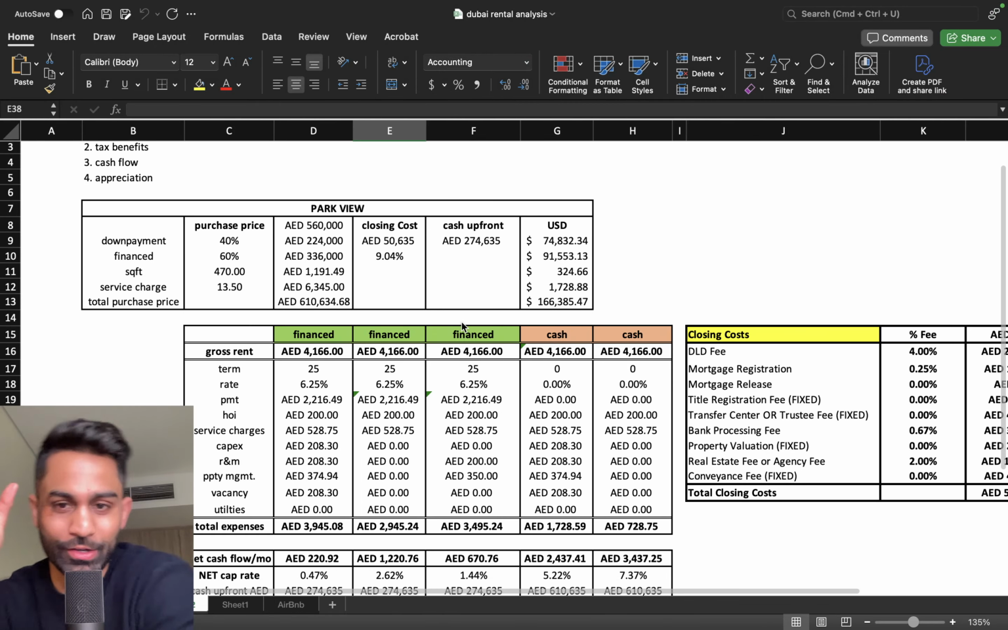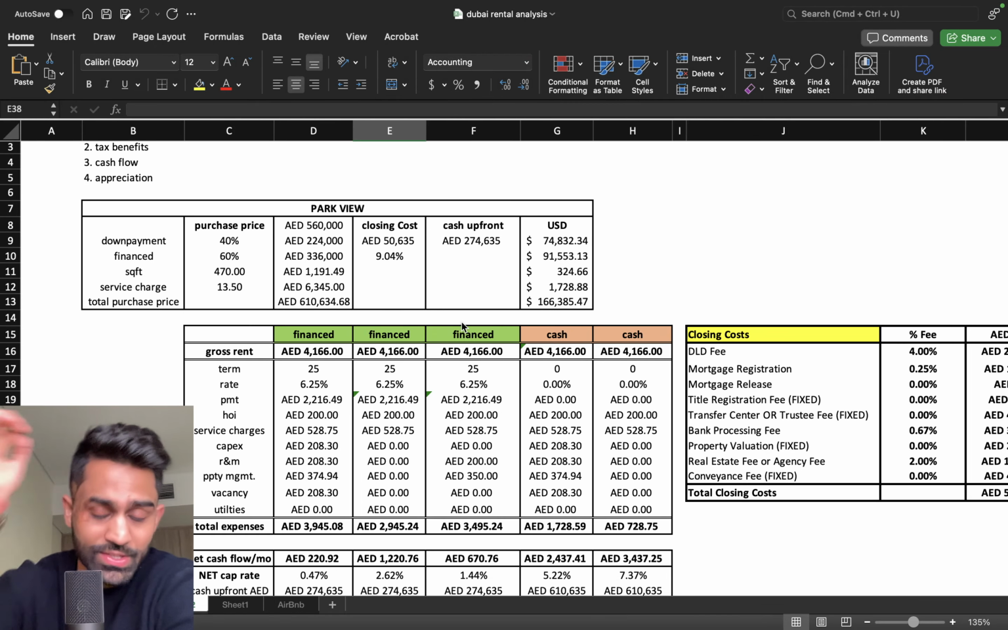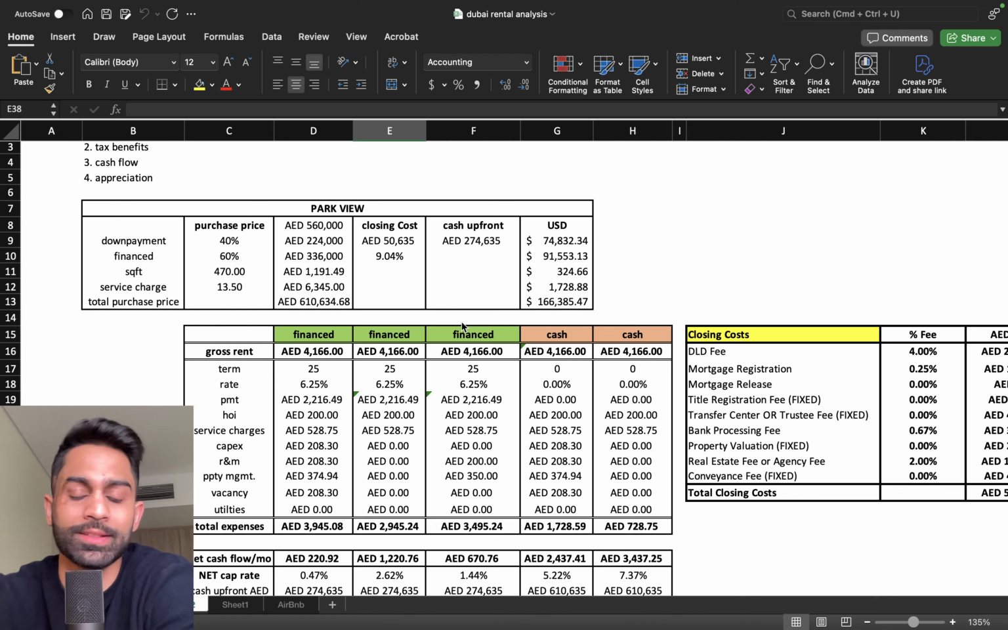So now going over to my spreadsheet, okay? Now, this is not complete. I will be making this spreadsheet available for all the members in our Patreon fairly soon.